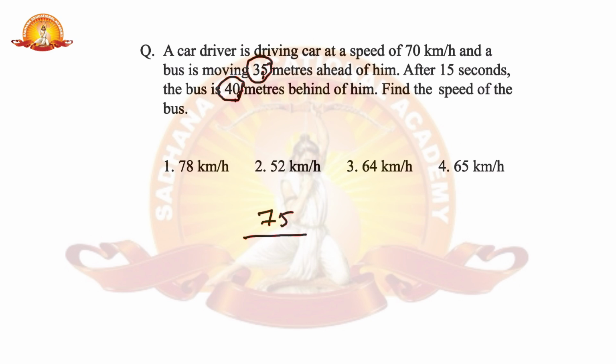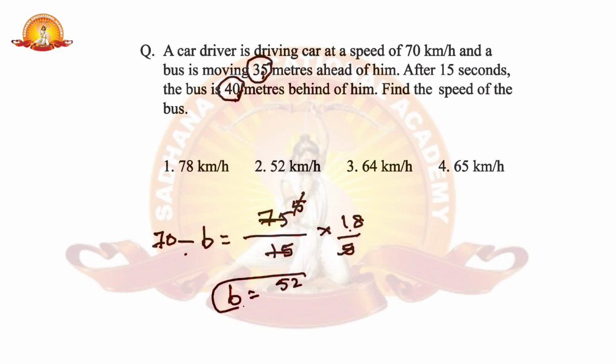This happened when bodies are moving in the same direction. When bodies are moving in the same direction, the relative speed is equal to S1 minus S2. Car speed is 70 minus bus speed, which is not given. We have to find it, let me take bus speed as B. So speed is equal to distance by time, over 15 seconds. So this speed is 5 meters per second, which should be converted into kilometer per hour by multiplying with 18 by 5. 5 cancel. So 18 is the kilometer per hour. So 70 minus B is equal to 18. Therefore B is equal to 70 minus 18, which is 52 km per hour, the speed of the bus.